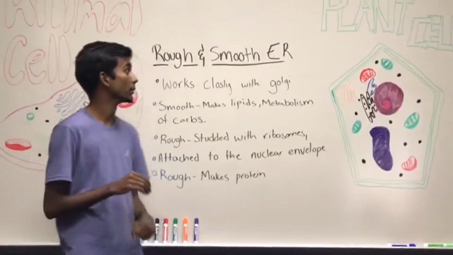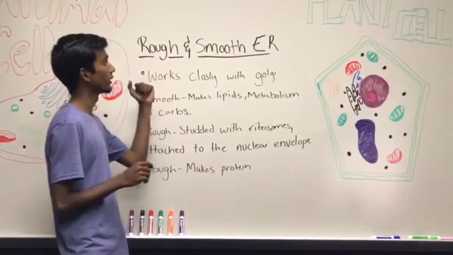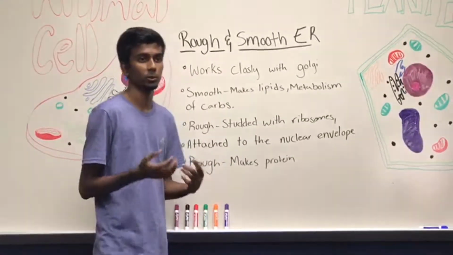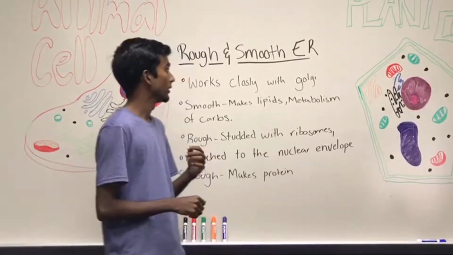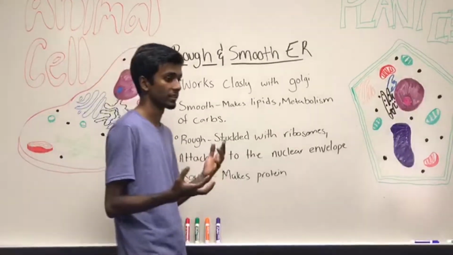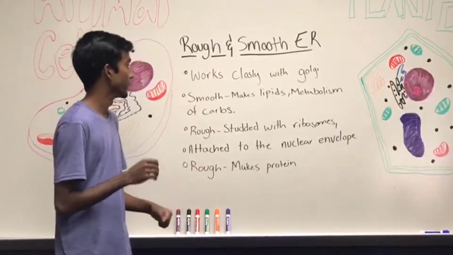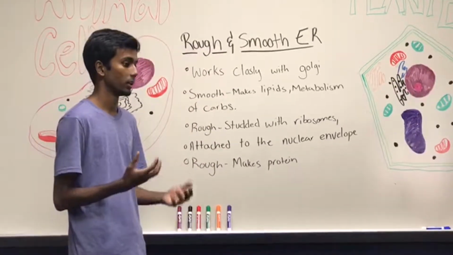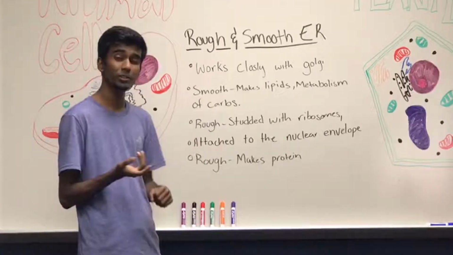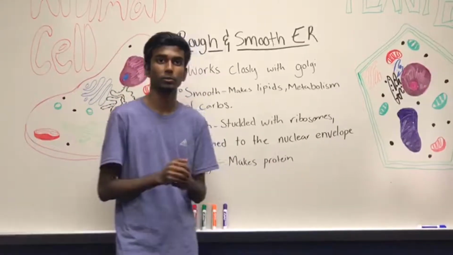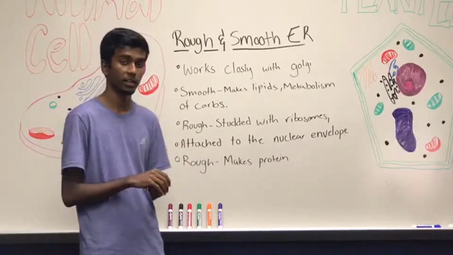My name is Alfred, and we're going to be talking about the smooth and rough ER for both the animal cell and the plant cell. Basically, the smooth and rough ER work very closely with the Golgi apparatus. They help synthesize lipids and protein. The smooth ER makes the lipids, and they help in metabolism of carbohydrates. The rough is studded with ribosomes. That's why it's called rough ER, while the smooth does not have any ribosomes.